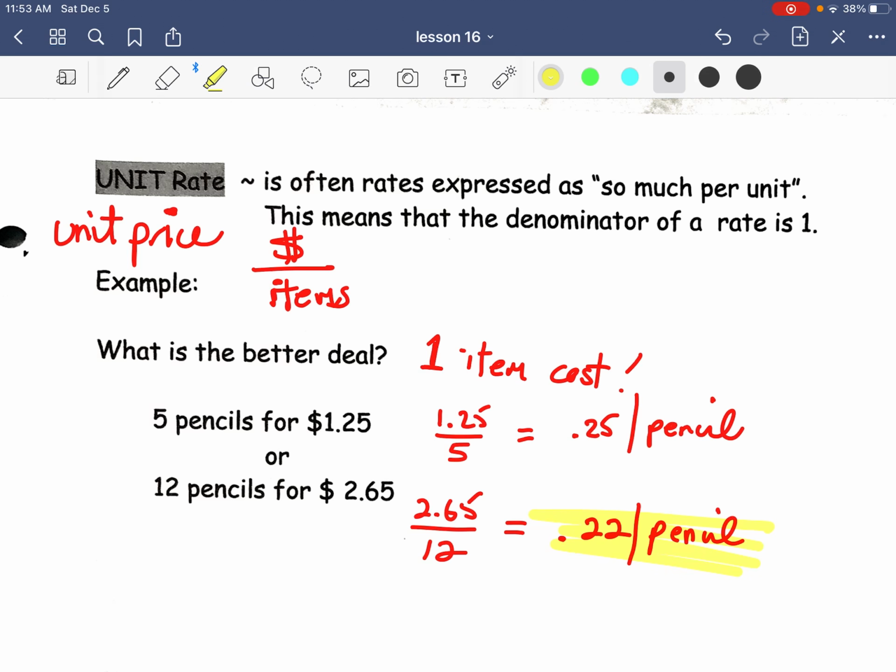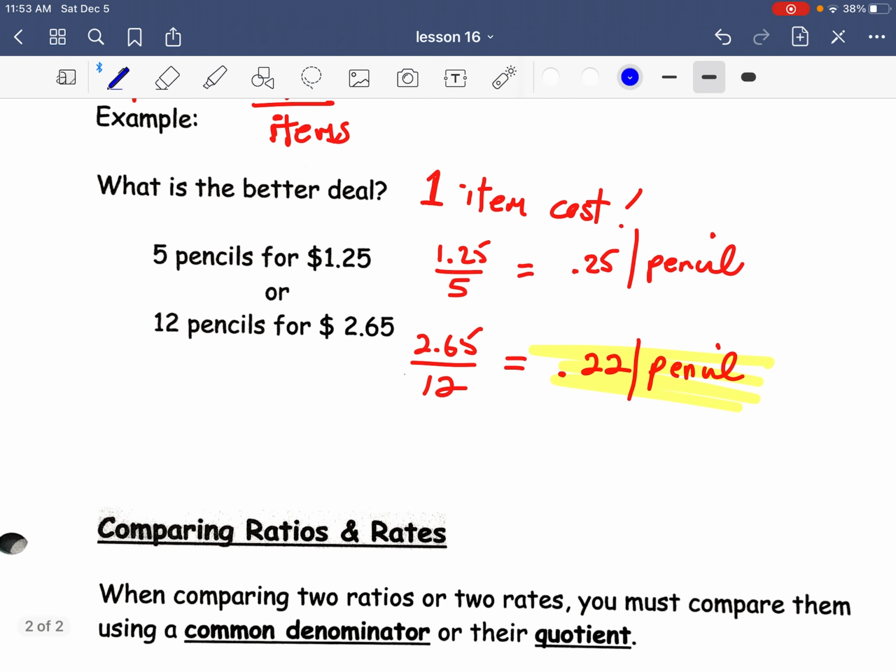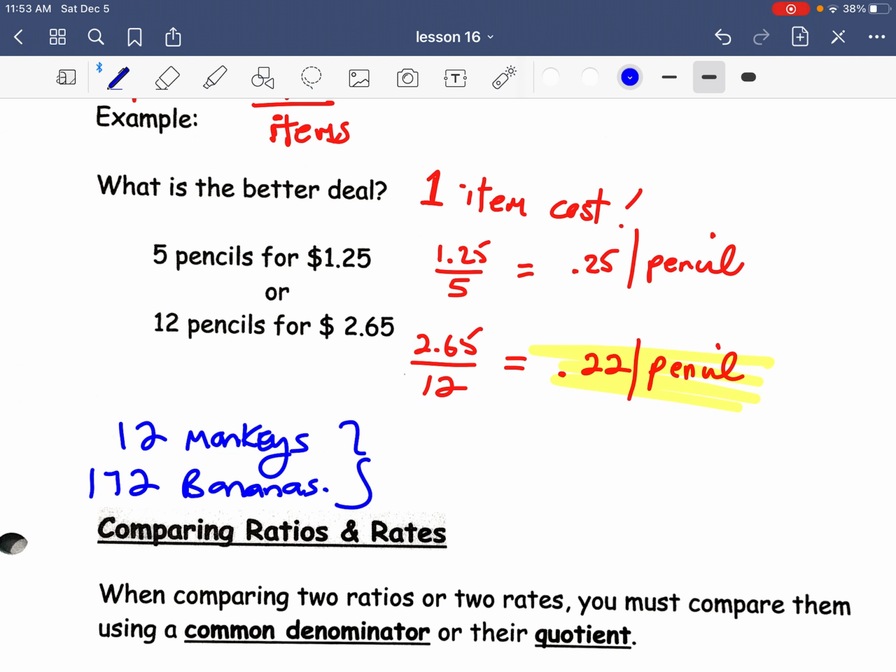Now my trick is that if you don't have money involved in the question, so for example, the one I always use, comparing monkeys and bananas, okay? So if I have 12 monkeys and I have 72 bananas, and I ask you for a unit rate, logically what would make sense would mean how many bananas per one monkey.